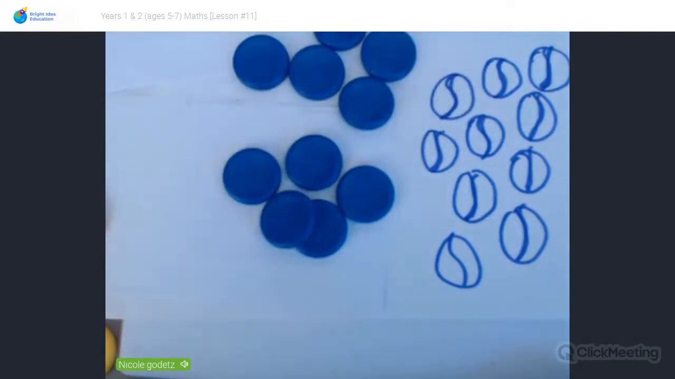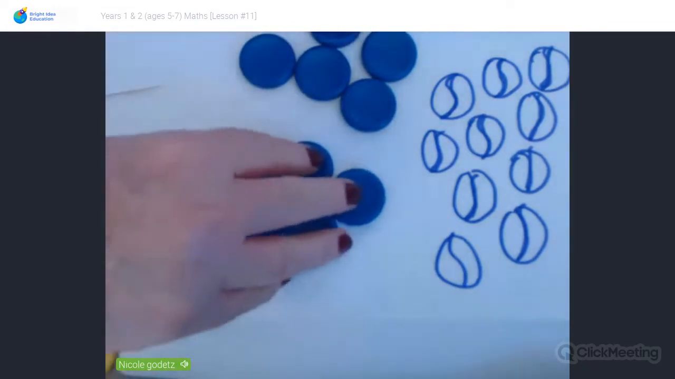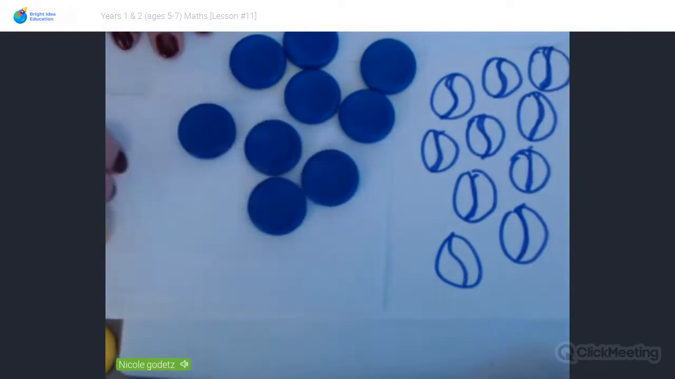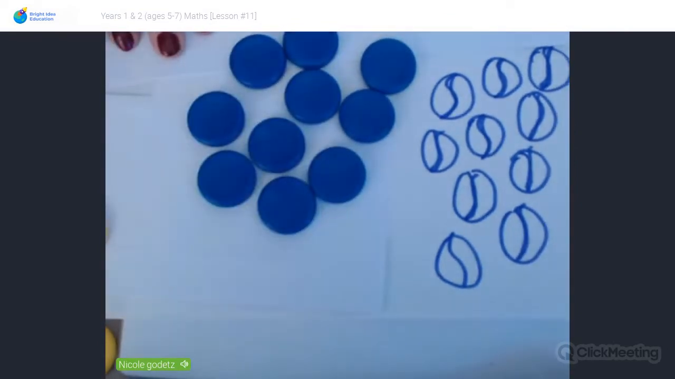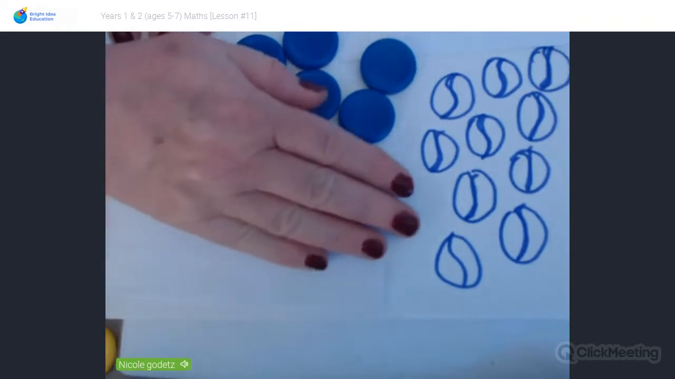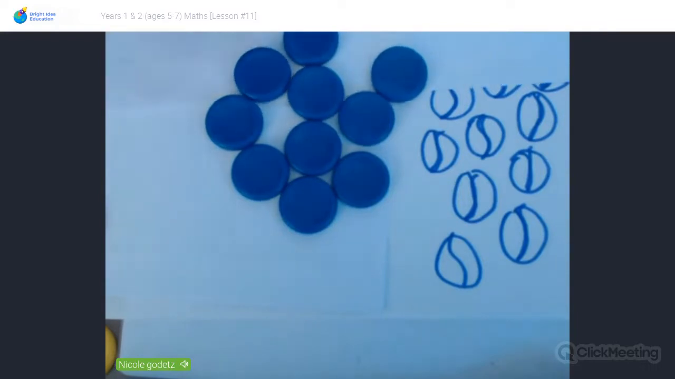Shared those marbles. Got 5 in each group. 5 for you, 5 for me. Half of 10 is 5. There's half. Put the other half in. You get the whole, which is 10. 1 half, 2 halves. 2 halves make a whole. 2 halves are 10. Okay.